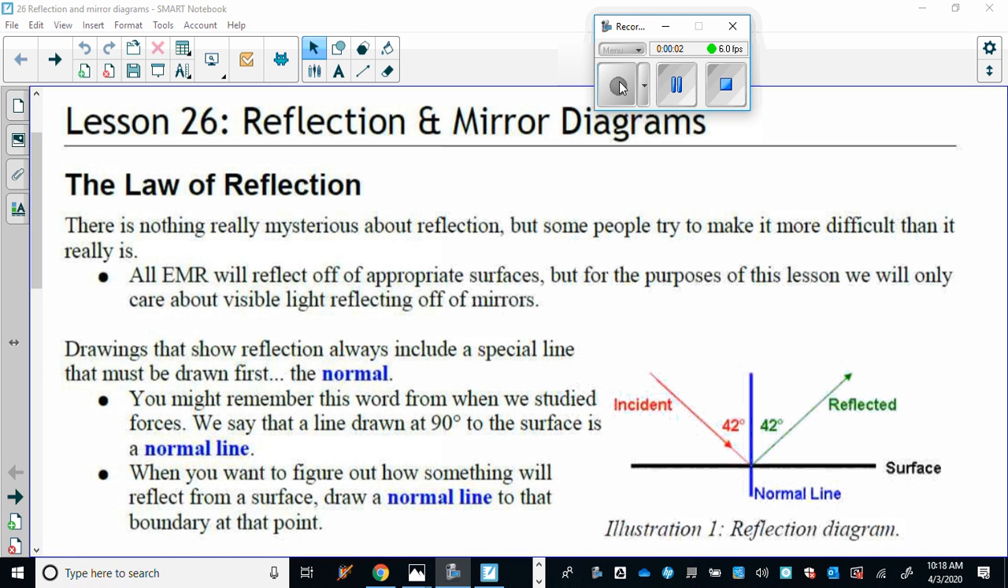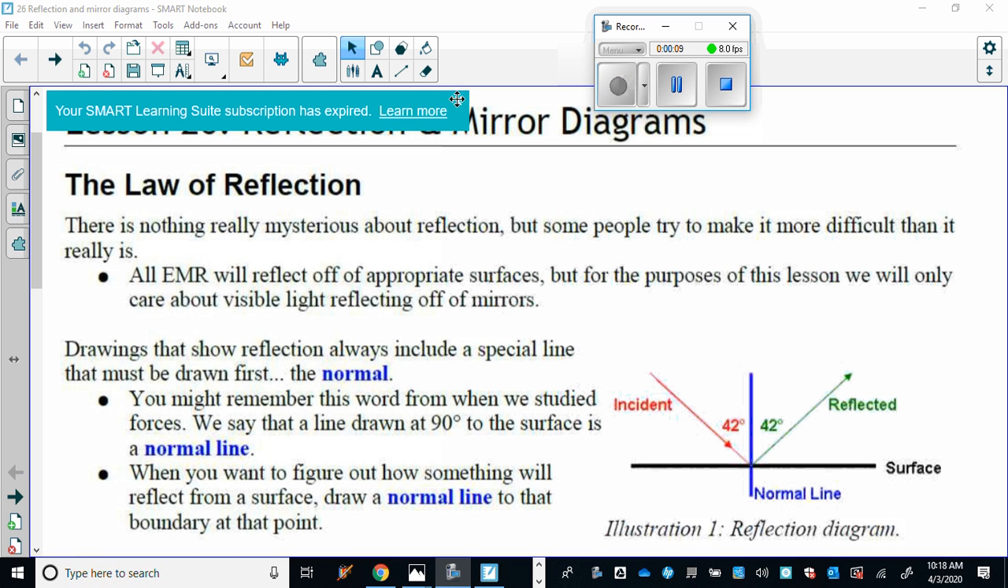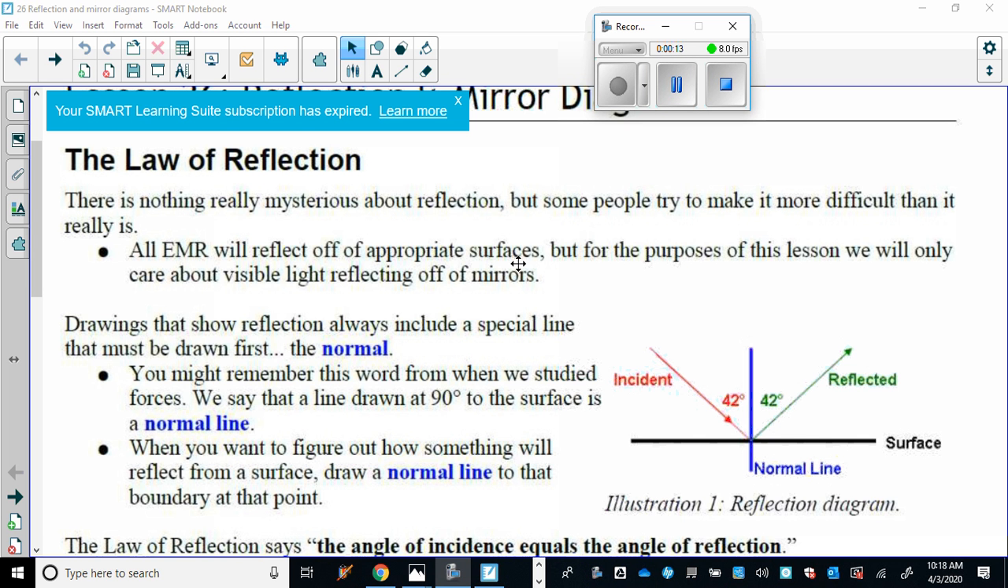Lesson 26, reflection and mirror diagrams. We're going to split this one up into multiple parts because it's quite a long lesson. And it starts with your basic law of reflection, which is very straightforward. It says that the angle of incidence equals the angle of reflection.